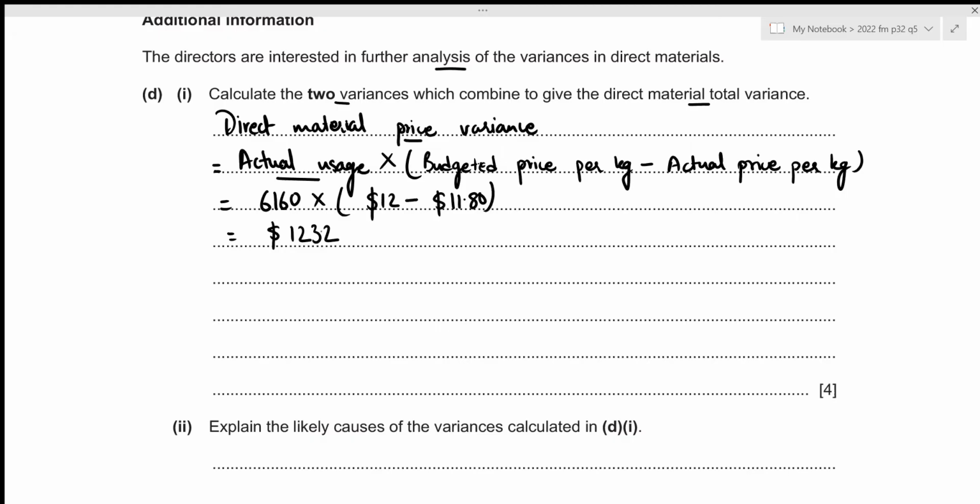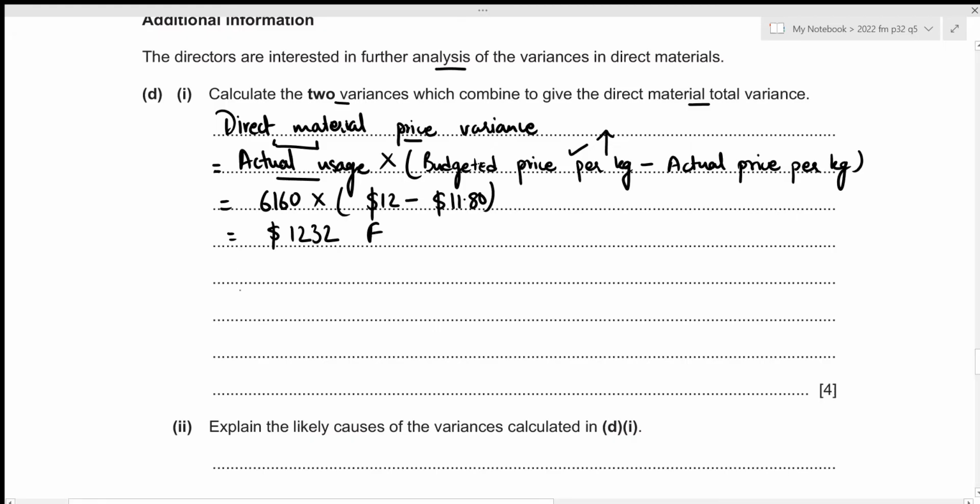Now we need to figure out whether this is an adverse one or a favorable one. In this case, we can see that the budgeted one is greater than the actual one. And we're talking about direct material price, right? So we always require our actual cost to be lower than that of the budgeted, which is what's happening in this case, which means that our direct material price variance is a favorable one.